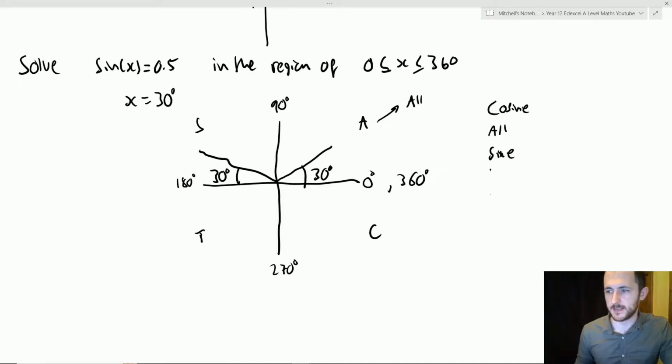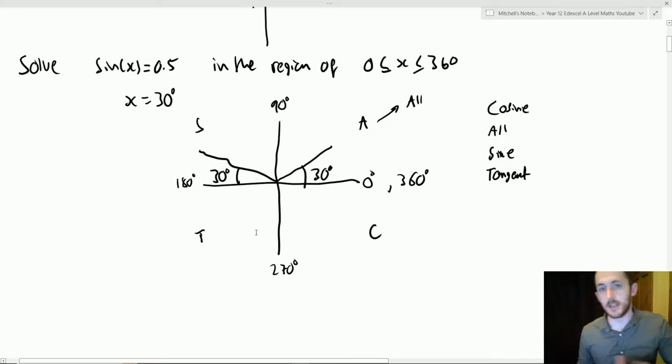Sine for the S and tangent for the T. Okay, and the idea is that in each of these quadrants, a certain number of trig functions are positive. So in the C quadrant, only cosine is positive. So if we had cos x equals 0.5, we'd be drawing another line in cos. If it was tan x, then we're drawing the tan sine. And that's it. So now the question is, what is this actual angle, given that we always measure angles anti-clockwise?